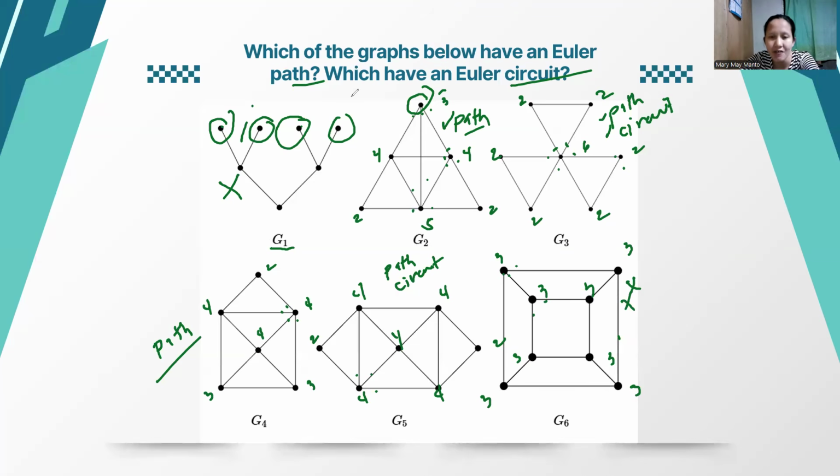So in identifying whether a given graph has an Euler path or Euler circuit, if a given graph has only 0 or 2 vertices that are of odd degree, that means it has an Euler path. You can say that it has an Euler circuit if all the vertices are even. That's it for our first exercise. Moving on, let's continue.